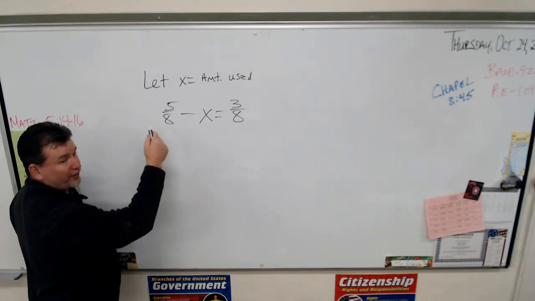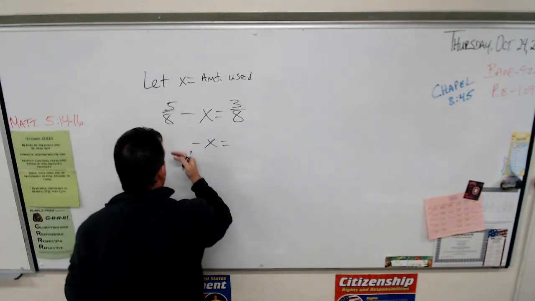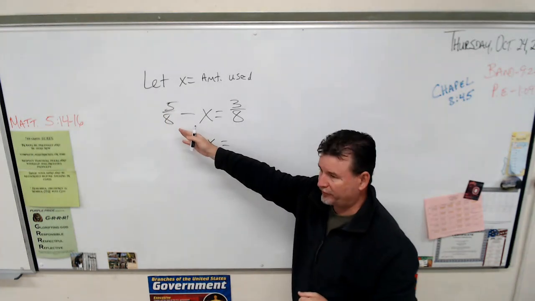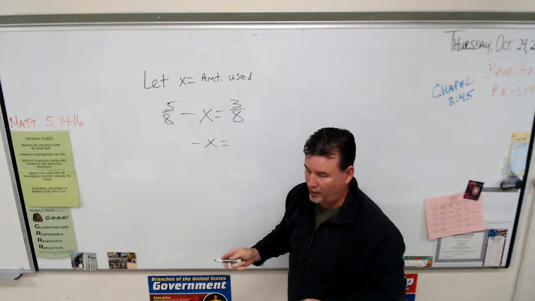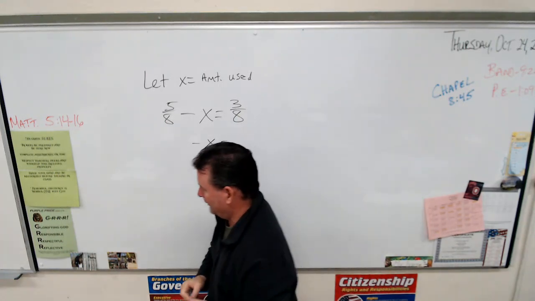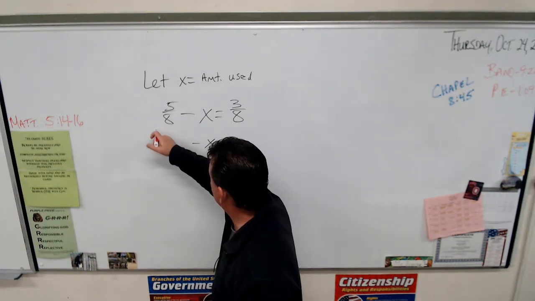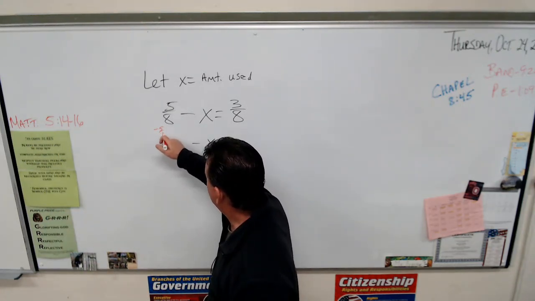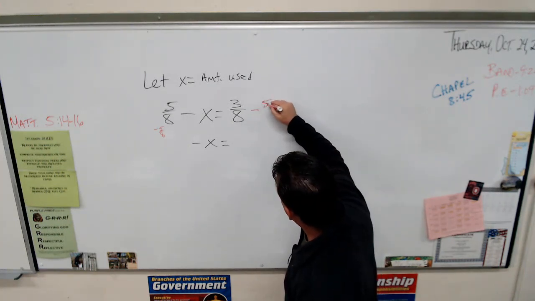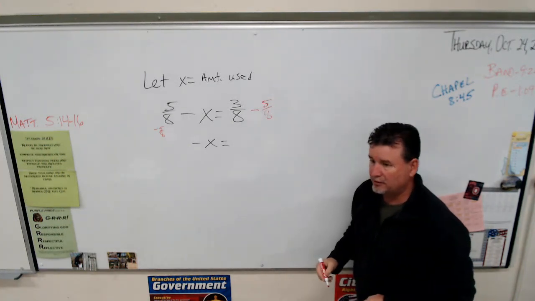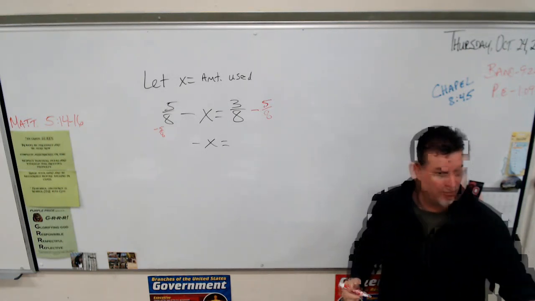How do I get rid of the 5/8? It's not a negative 5/8. It's a positive 5/8. How do I get rid of the 5/8? How do you get rid of a positive? Subtract. So I'm going to subtract 5/8. I get rid of it on that side. If I go over here and subtract 5/8, what's 3/8 minus 5/8?